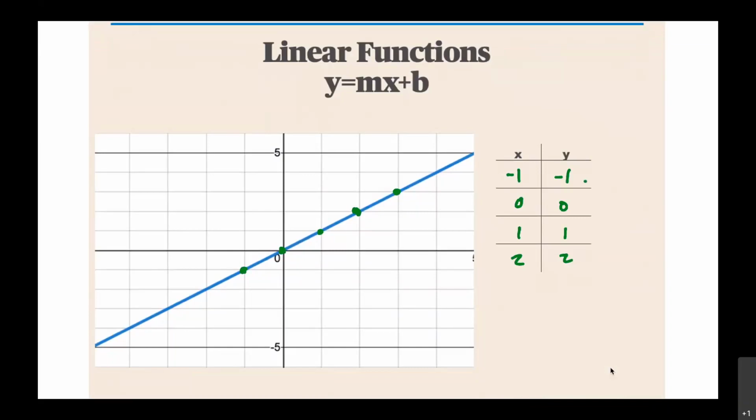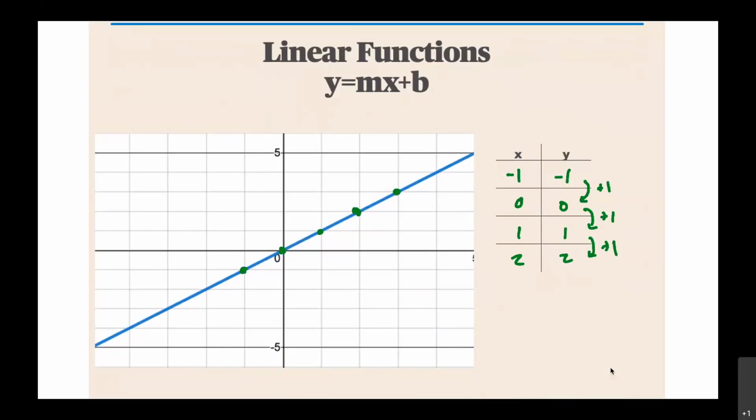If you notice, from this y coordinate to that y coordinate, we're adding 1. Then from here to here, we're adding 1. Here to here, we're adding 1. That addition, what we are adding, is actually the slope of this line. So if I was adding 2 every time, we would have a slope of 2. If I was adding 2/3 every time, we would have a slope of 2/3 for that line.